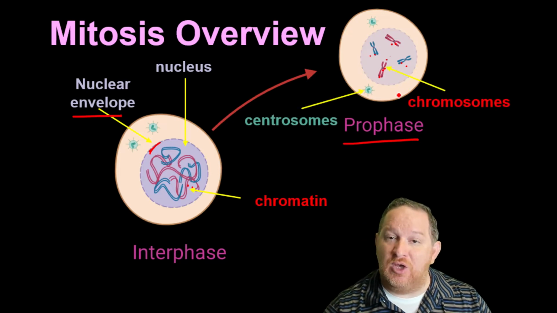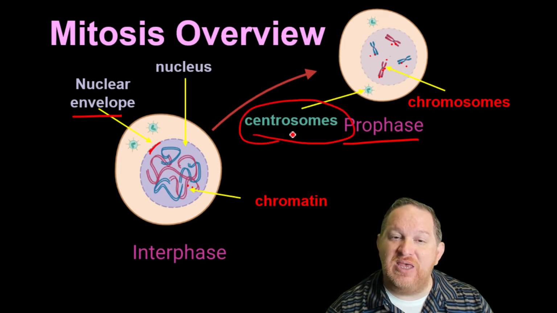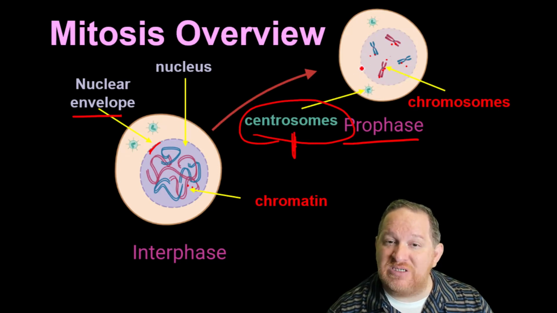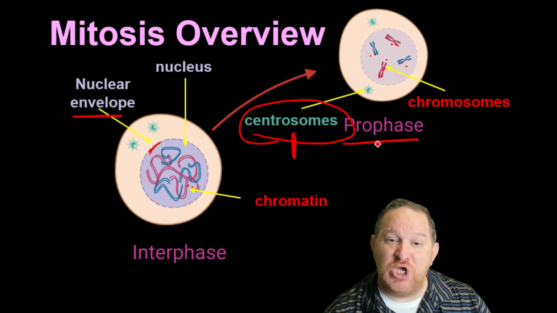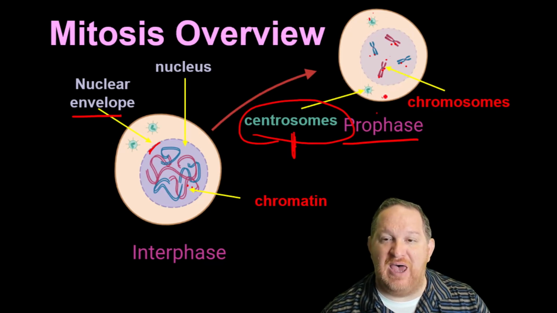Okay, notice the chromosomes and notice these centrosomes. These are an important part of mitosis. They're what's going to help guide the chromosomes and move them down these spindle fibers. So you'll notice that these centrosomes are starting to move to the poles of the cell.